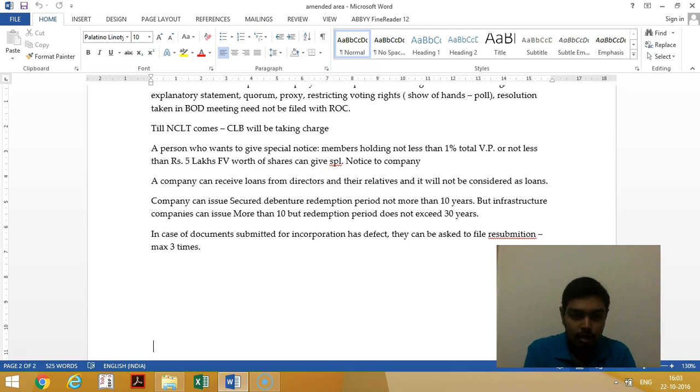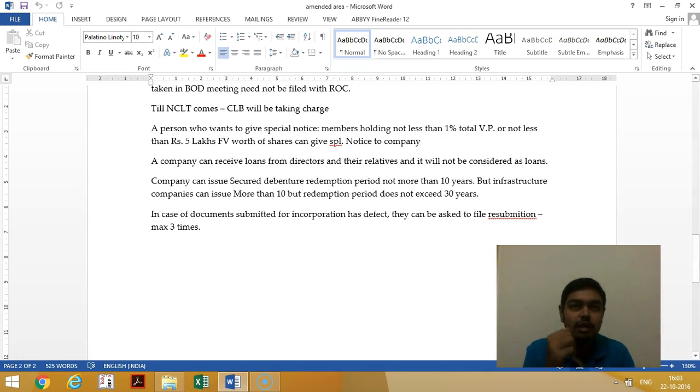Then in case of documents, if the company wants to get incorporated, they will submit forms to ROC. If the ROC finds any defect in the form, they will ask for resubmission. Again they resubmit, again they find a defect. How many times is resubmission allowed? 3 times resubmission can be allowed. So this is the amendment. These are all the applicable amendments for the November session exam.